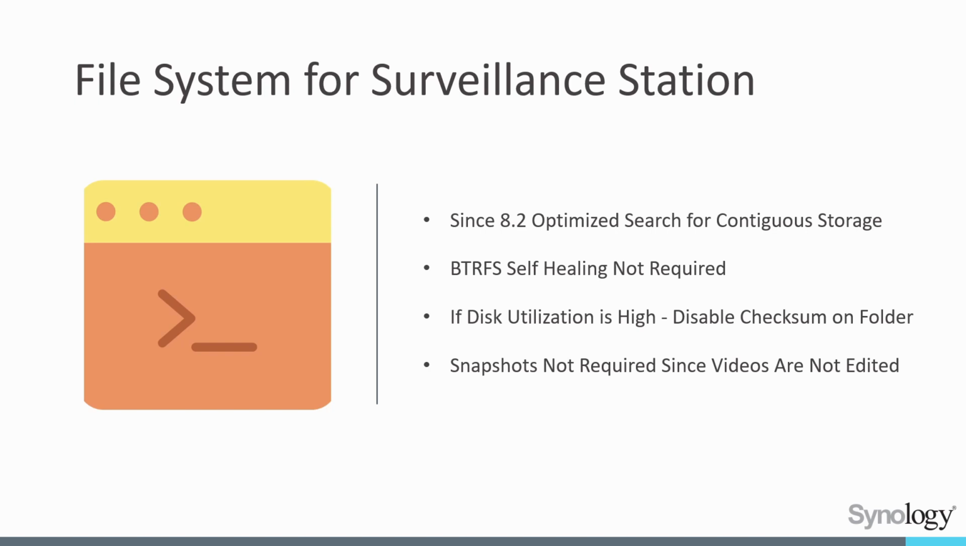It's also checking against that checksum to make sure the data has good integrity, and that increases disk operations. On top of all this, snapshots are not required since videos are not edited, and they're a little bit more of a resilient file. So if you have a dedicated unit, it may be better to go with ext4 because it's not required to have these checksums and this BTRFS file system for self-healing in this situation.